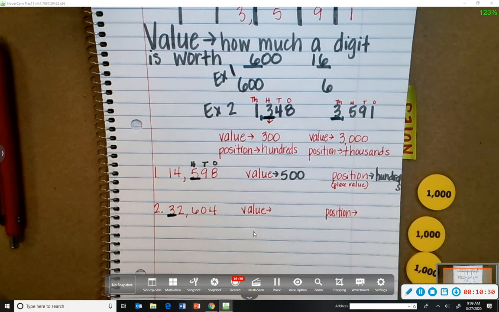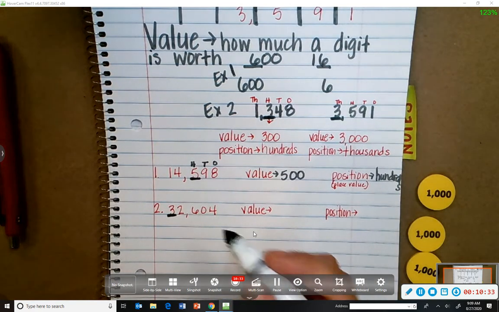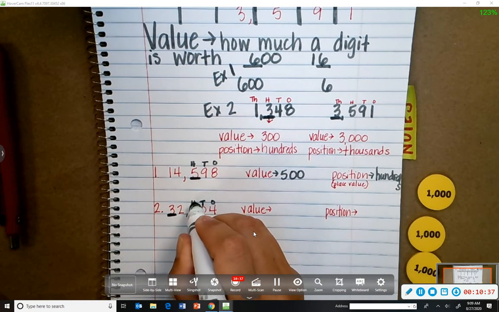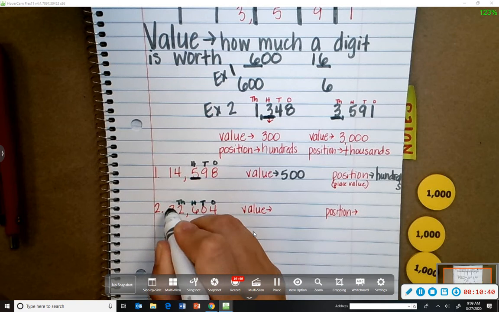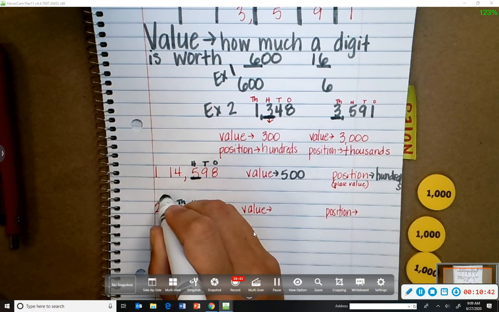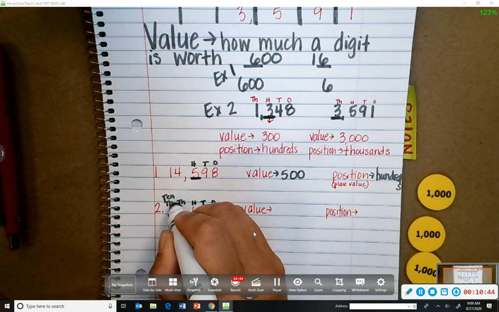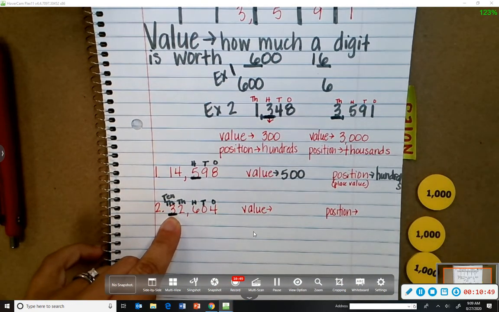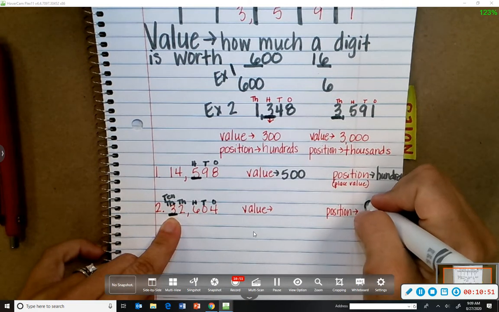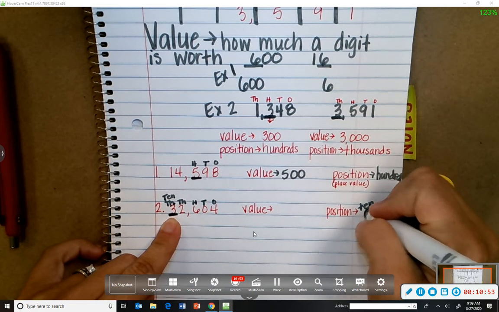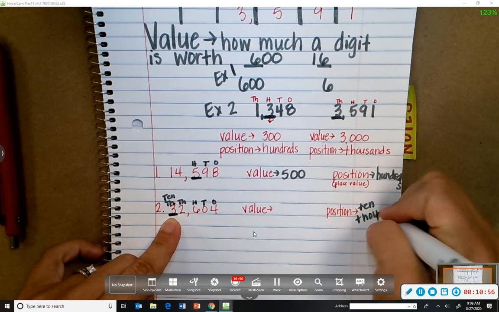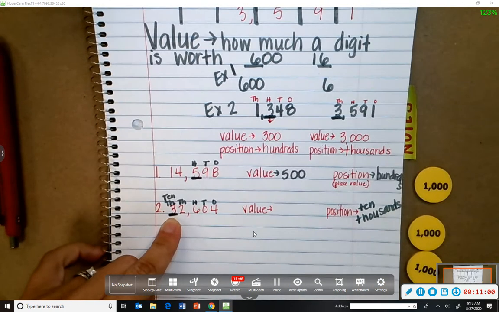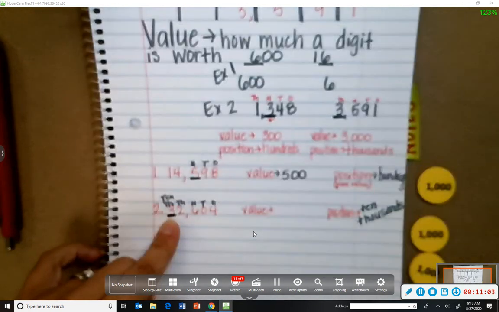Okay, so first thing, we want to label our place values, starting from the right. This is the ones, tens, hundreds, thousands, and then we would say 10,000s. So the position would be the 10,000s place. So position, we could just write 10,000s.